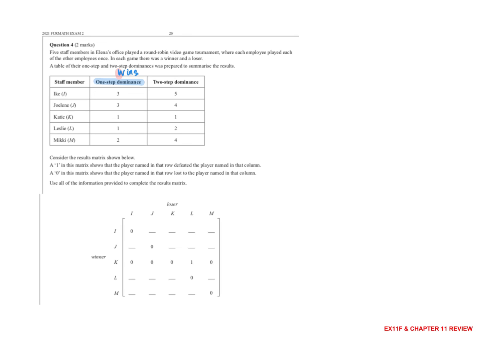It says, considering the results in the matrix shown below, they're saying that 1 represents that the player defeated the other one. So in a nutshell, they are calling this the dominance matrix.